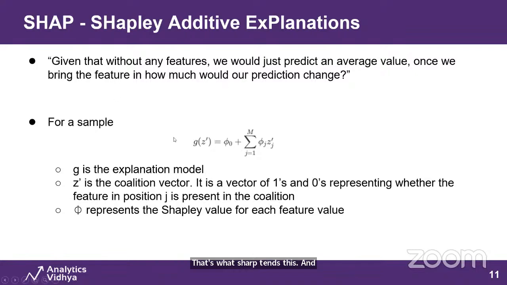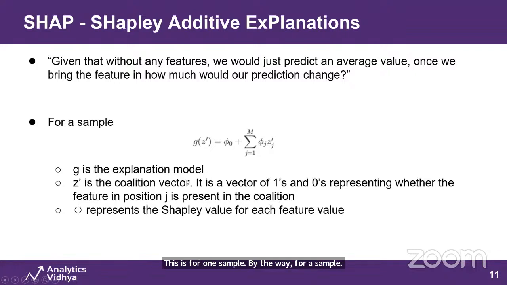And the way SHAP is modeled is, we'll just look at this equation. These terms are unfamiliar, but we'll go over what they mean. So g of z prime is what is shown here. And g is nothing but the explanation model. It's the model which explains how SHAP is contributing for a sample. This is for one sample, by the way. For a sample, this is the relation.